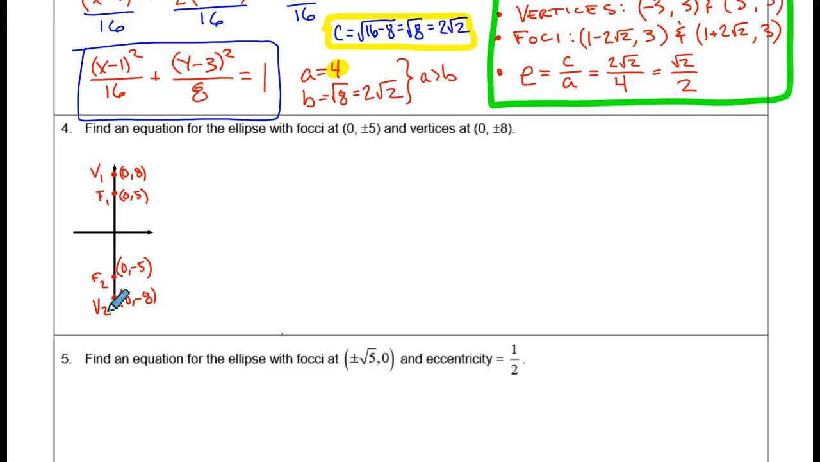And, well, what would that ellipse look like? Clearly the foci and the vertices lie on the line that is the major axis. So what can we determine from this? We know the major axis is vertical.